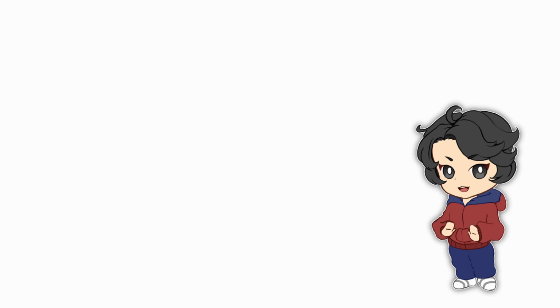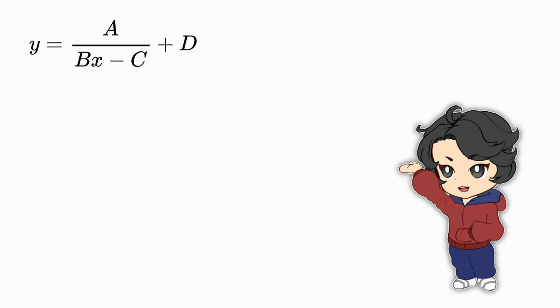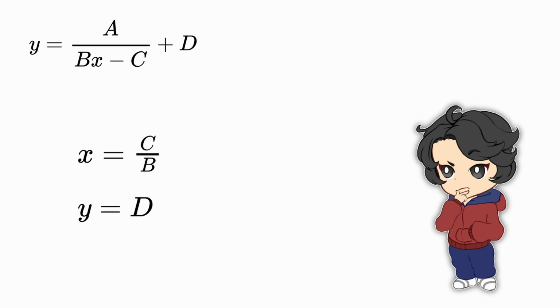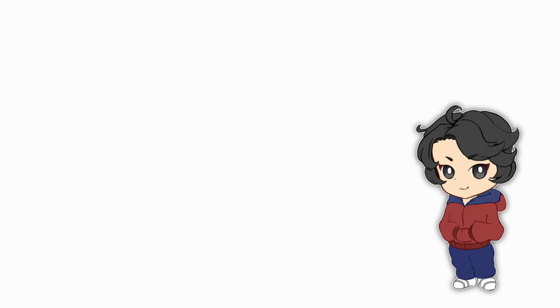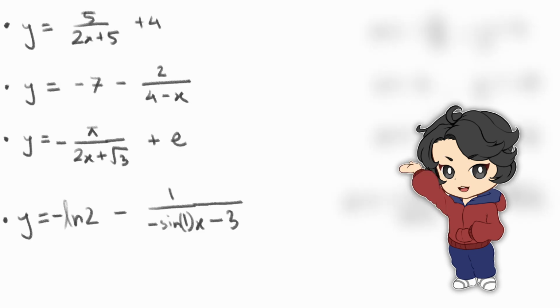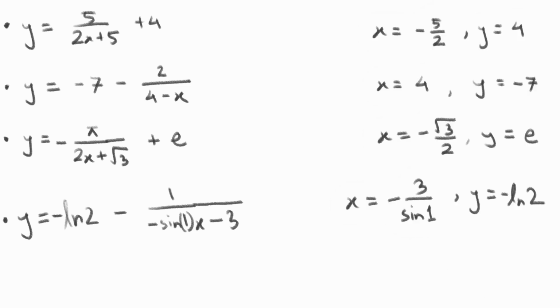The exact same logic applies to every single rational function that looks like this. The vertical asymptote would be x equals c by b, and the horizontal asymptote would be y equals d, and a just being there, I guess. Go ahead, try it out. Actually, try these out. Pause the video now, because the answers will be revealed in 3, 2, 1, boom.